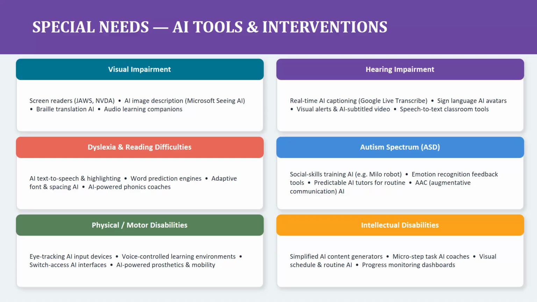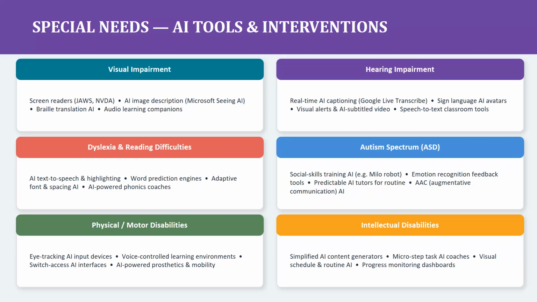Then we have those who have dyslexia or reading difficulties. This is where we have the AI text to speech. We have highlighters. We have the word prediction engines. We have the adaptive font and spacing AIs. And we also have AI powered phonics coaches, which are used to sort such kinds of issues.